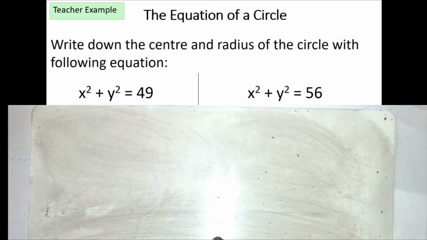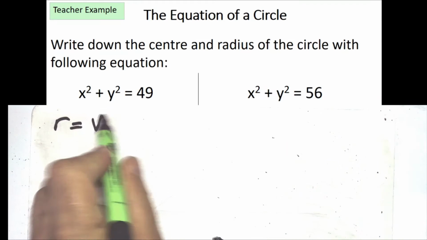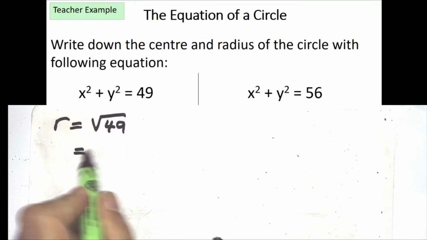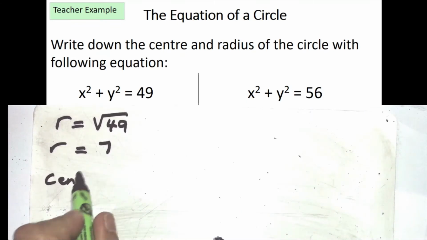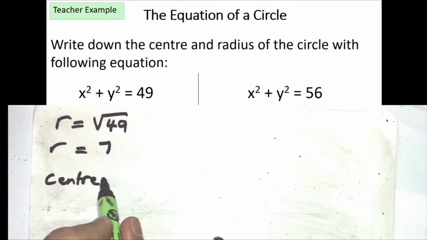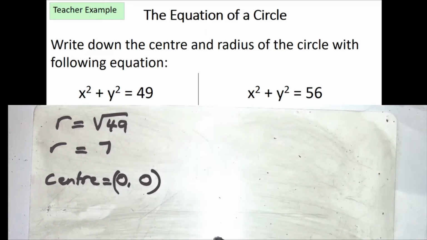In these examples, first, x squared plus y squared equals 49. Therefore the radius is equal to the square root of 49, which is equal to 7. And the center of the circle is at 0, 0, so the center is there at the origin.